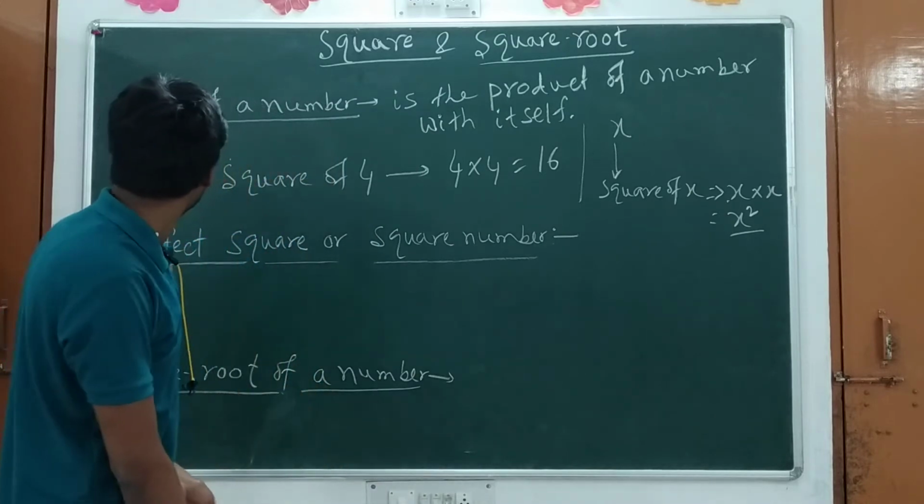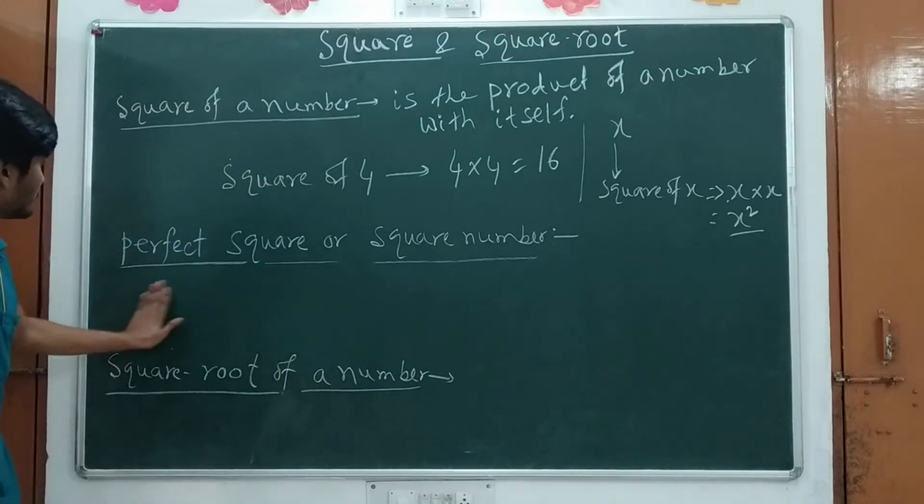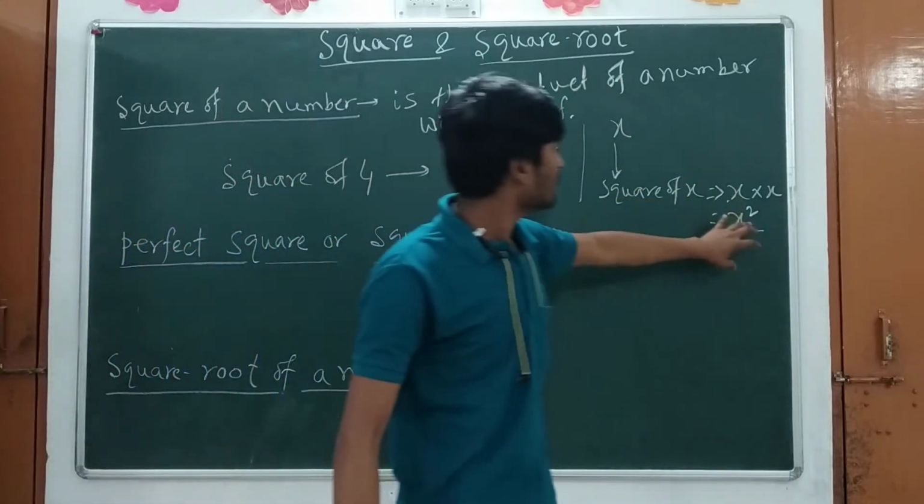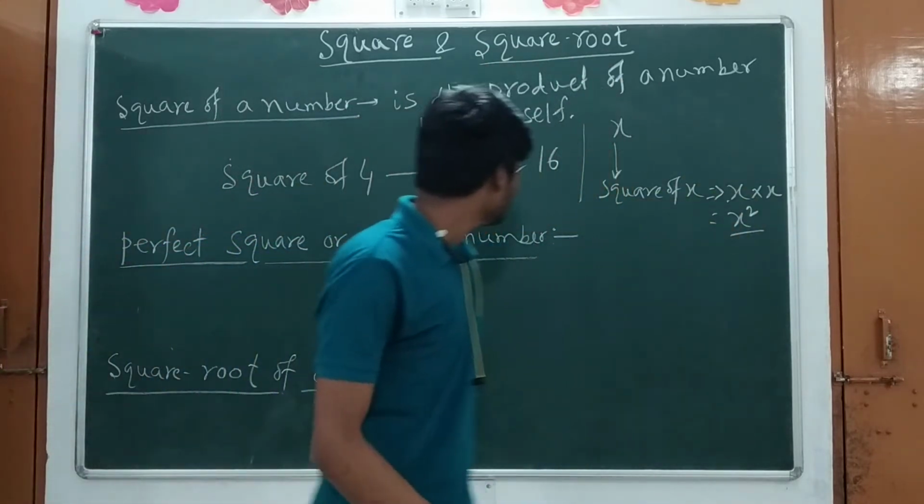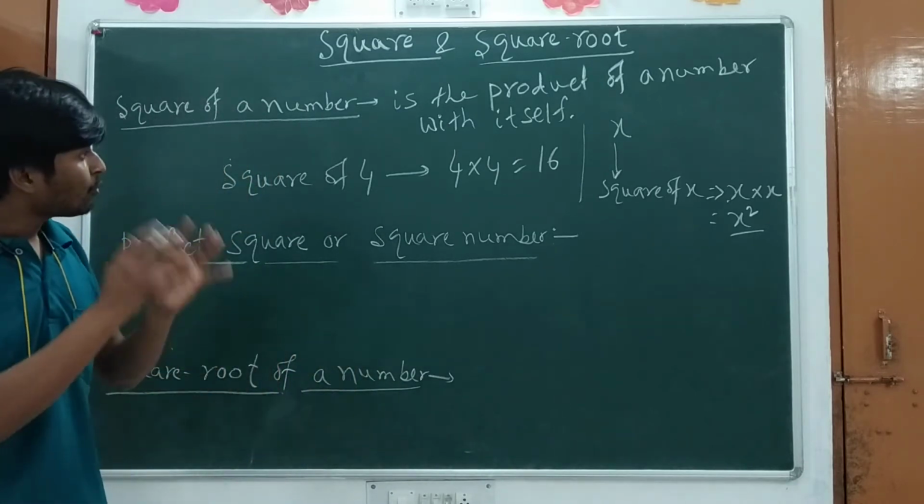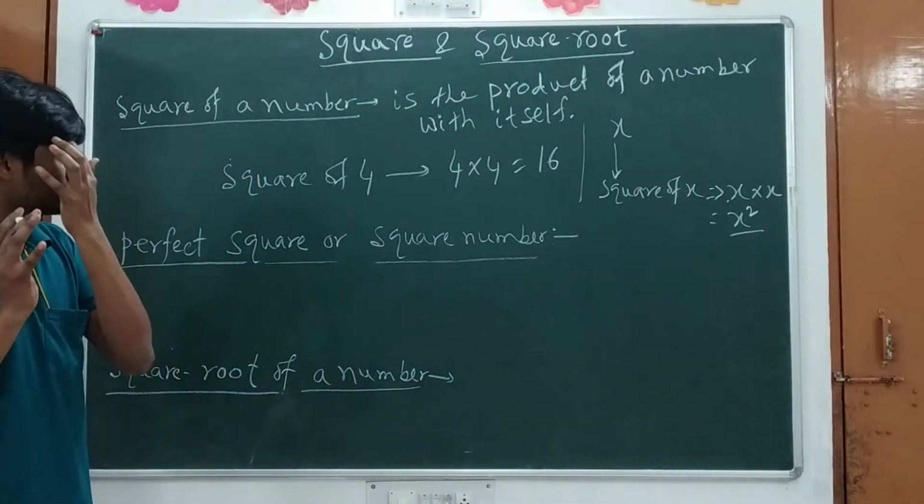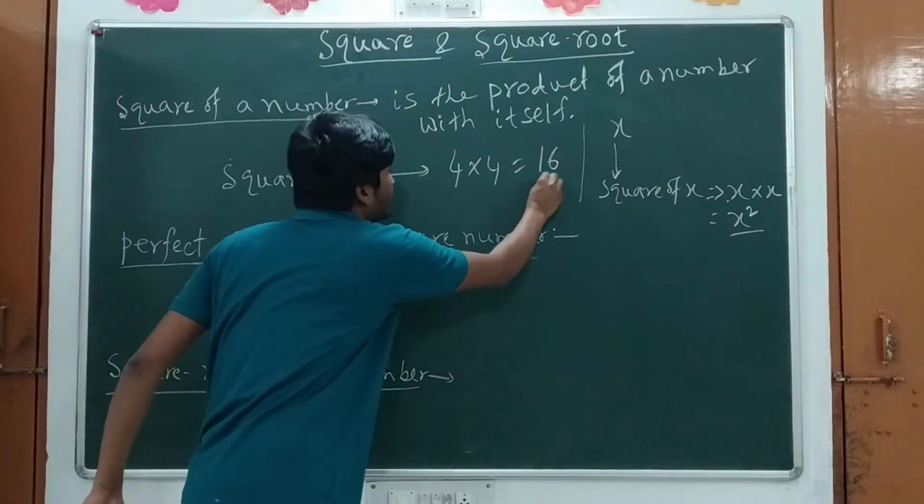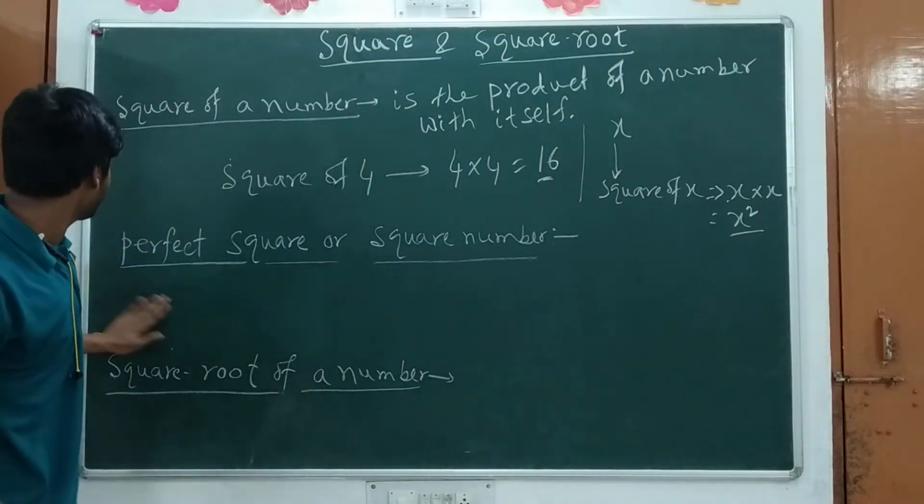Now next, what is a perfect square? A perfect square is a number in the form of x squared. That means if we multiply one number with itself, the product will be considered a perfect square. That means here, 16 is a perfect square. So what is the definition?